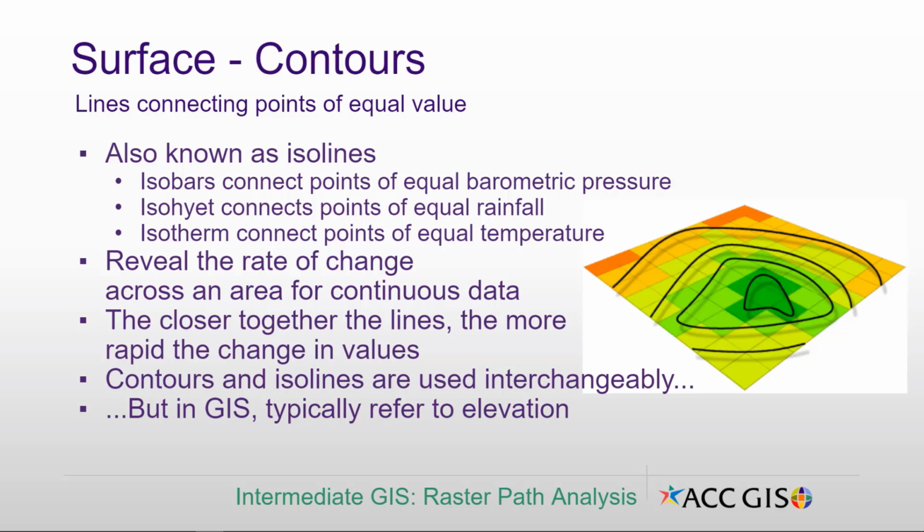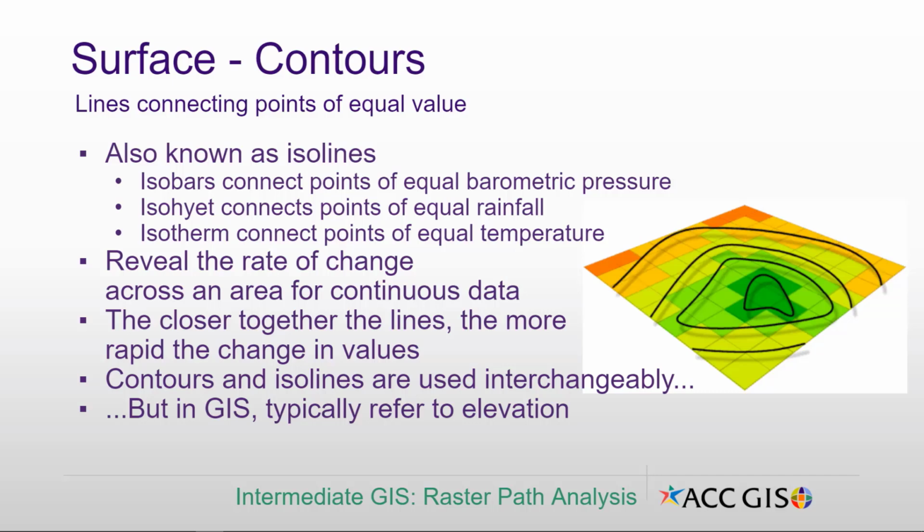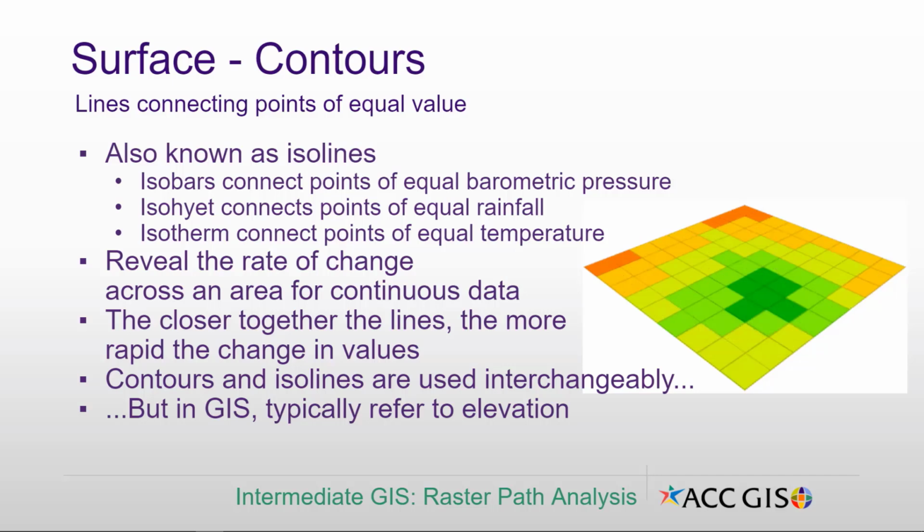The terms contours and isolines are used interchangeably, but in GIS, if somebody says contours, they're typically referring to elevation. If you look at the example on the right, you can see I've got my raster with my elevations of different colors, and the contour lines are connecting the points of equal elevation.